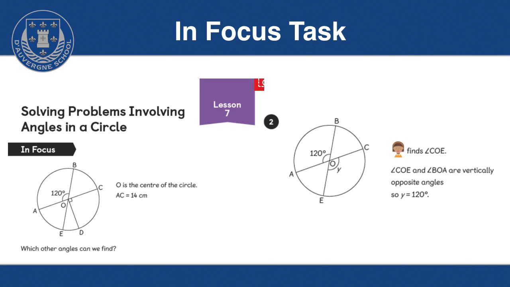So here we've got the same problem on the left and Amira finds angle COE. COE. So we can see there that that's angle Y. And she says that angle COE and BOA are vertically opposite. Therefore, angle Y is going to be also 120 degrees because it's vertically opposite to the angle which clearly states it's 120 degrees.